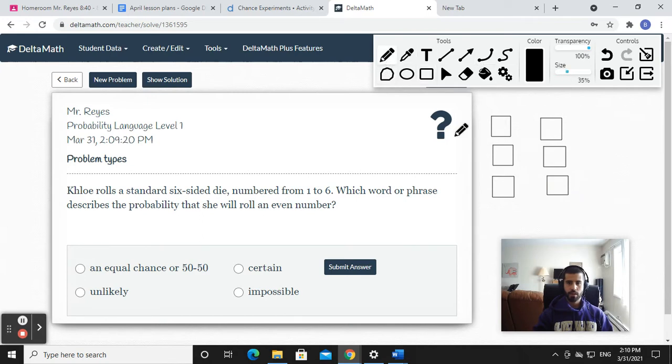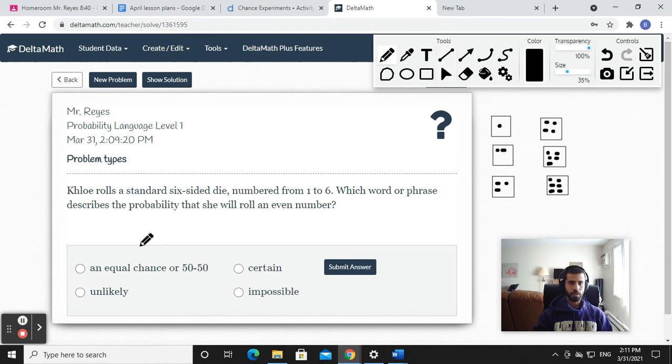It could land on the 1, it could land on 2, it could land on 3. I know that my drawings are not the best. It could land on 4, it could land on 5, and it could land on 6. So we've got all the possibilities here, and which word or phrase describes the probability she will roll an even number?